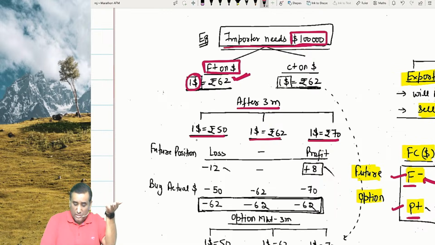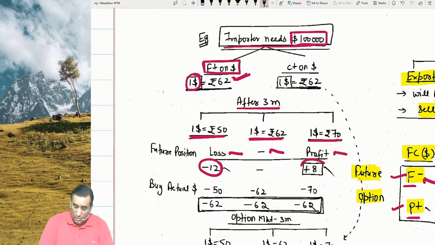If the price goes down, I'll be at what? Loss. If it remains 62, I'll have no profit, no loss. If it becomes 70, I'll be at what? Profit. Now, if it becomes 50, loss of what? 12. If it becomes 70, profit of what? 8. So, the future market tells me that if the price goes down, you will have to pay me. If the price goes up, I'll give you something.